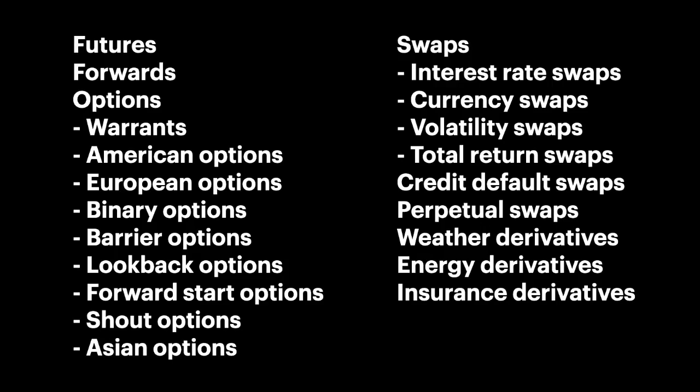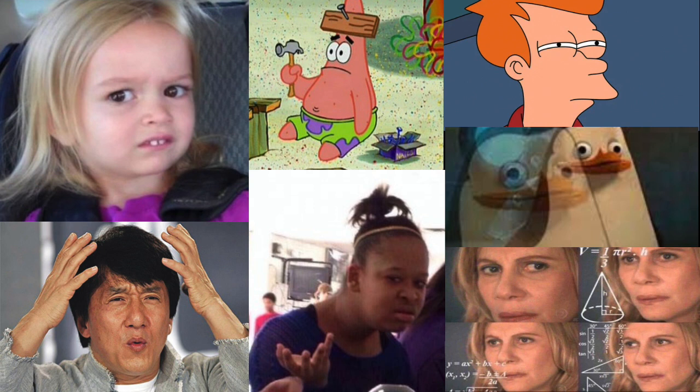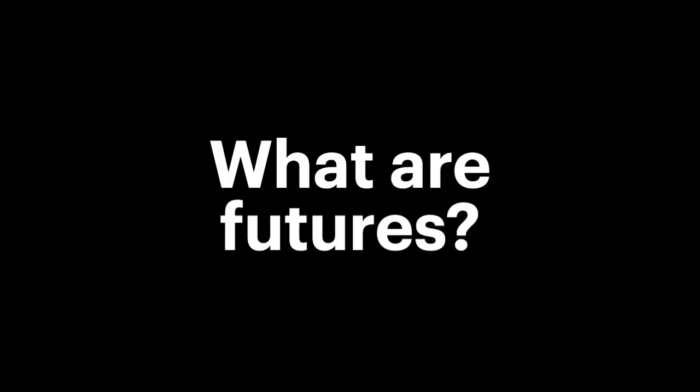In addition to forwards, futures, options, and swaps, there are various types of each. American versus European options, shout options, interest rate and volatility swaps, perpetual swaps, weather derivatives, insurance derivatives, and much, much more. In fact, there are even derivatives on derivatives. Don't worry, we're not going there quite yet. We'll start by talking about futures.